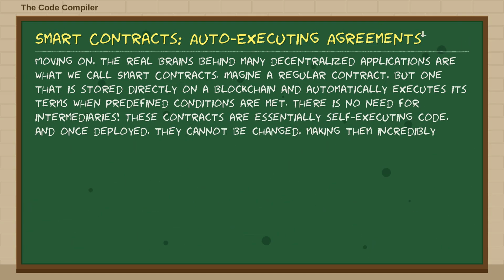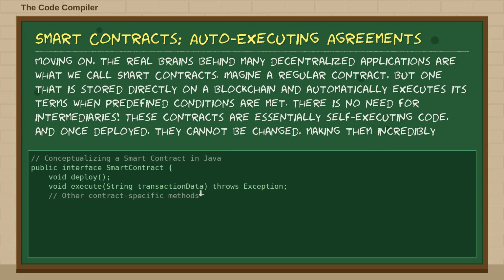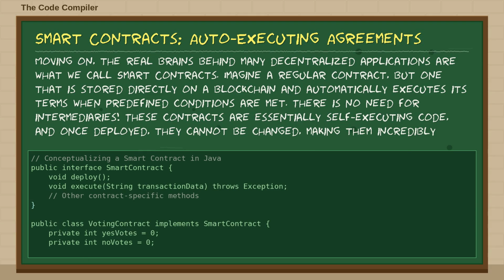For example, a smart contract could automatically release funds when a delivery is confirmed without any human intervention. This automation is a game changer for many industries. Let us look at how we can conceptualize a smart contract in Java through an interface and a basic implementation.